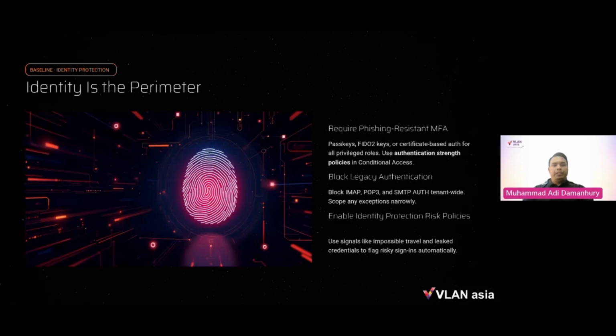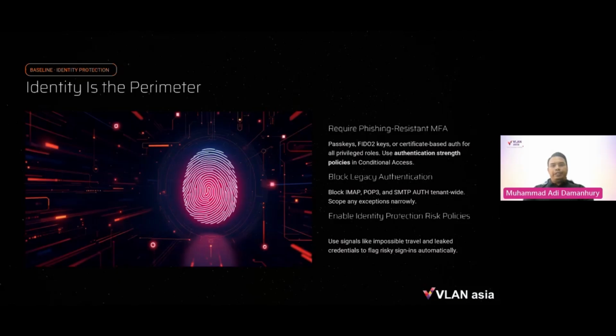So, about identity protection. Identity is the perimeter in Microsoft 365. If your identity controls are weak, everything downstream is exposed. First, require phishing-resistant MFA for privileged roles. Global admins, Exchange admins, security admins, and other high-privilege roles should use passkeys or certificate-based authentication, not SMS or email.